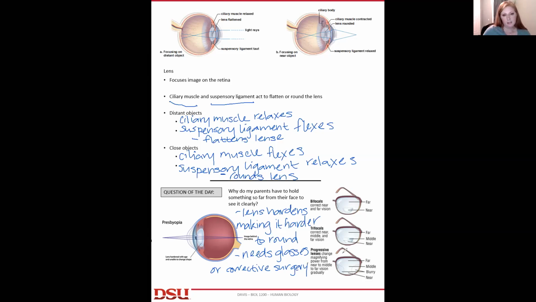Honestly, there are plenty of people that are not your parents' age that may wear glasses or contacts or have had corrective surgery, because there are some things genetically that can cause some of those components of the eye to not function as well, including the muscle or the ligament. That isn't about age. It can just be a genetic issue.